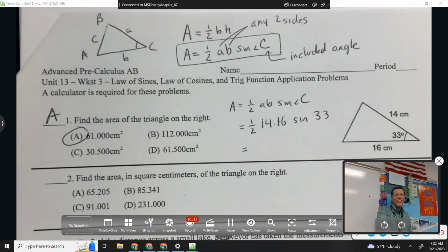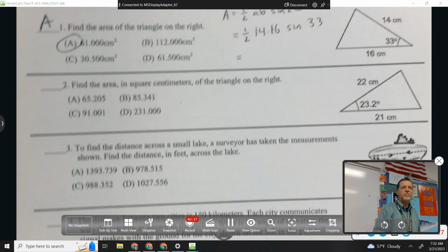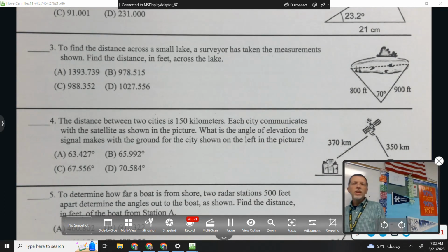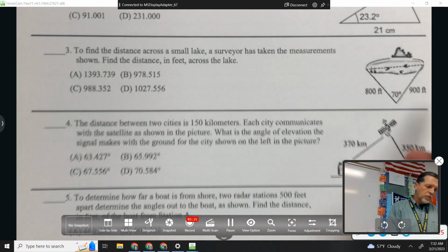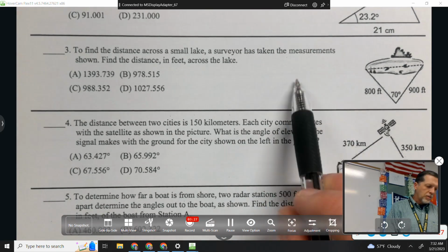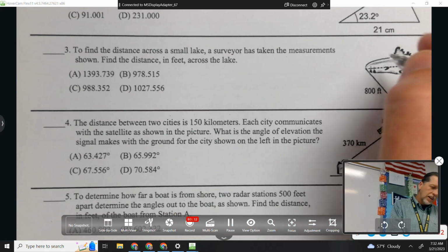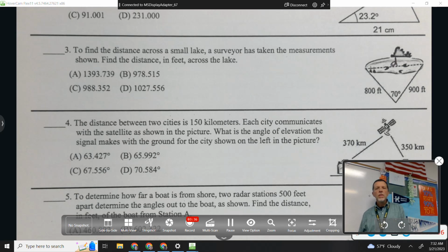Let's look at, I picked some out to look at. These are all not old, but problems from yesterday, formula from yesterday. So let's look at number 3. To find the distance across a small lake, a surveyor has taken the measurements shown. Find the distance in feet across the lake. So there's what we're looking for, that distance.